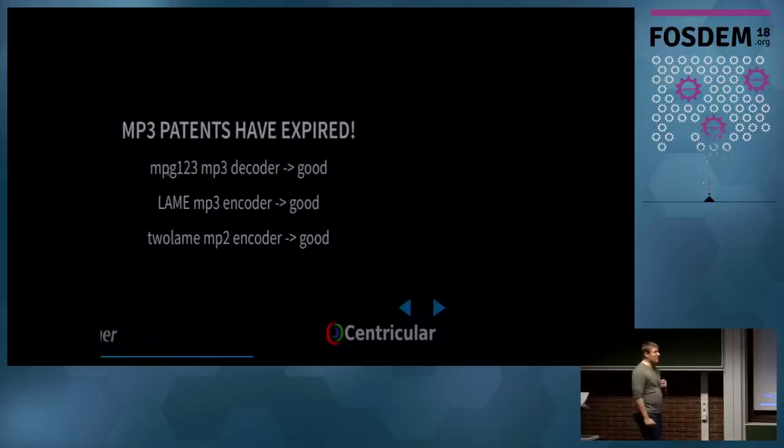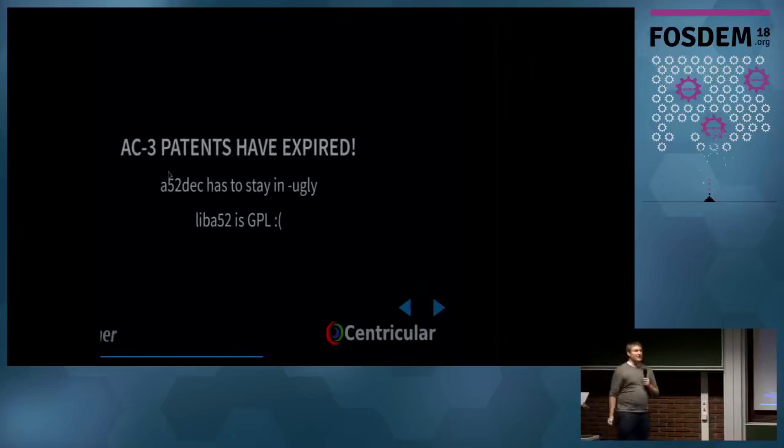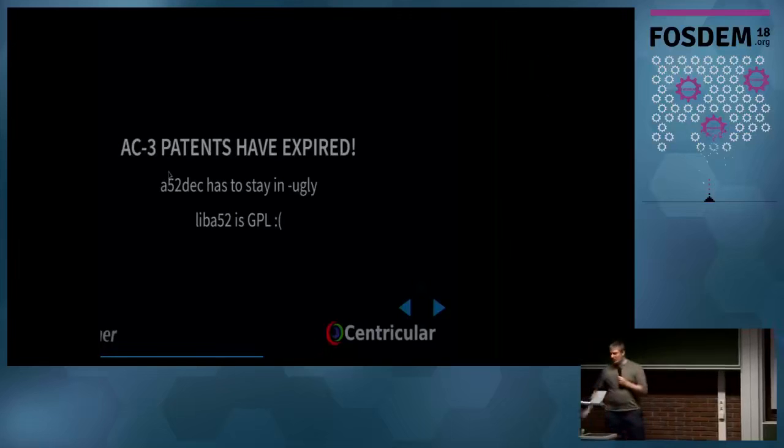So the good thing is MP3 patents have expired, which means we can move MP3 decoders and encoders, and the MP2 encoder as well. We can move that into good, and we've done that, which is nice. AC3 patents have also expired. Unfortunately, we can't move the decoder because it's GPL licensed, and we don't do GPL in our good modules, basically.